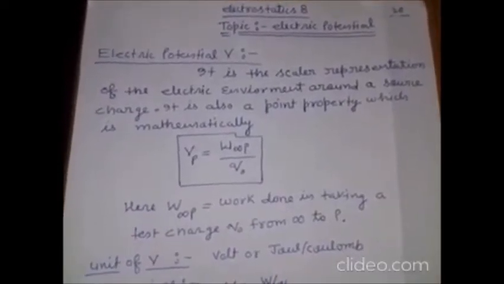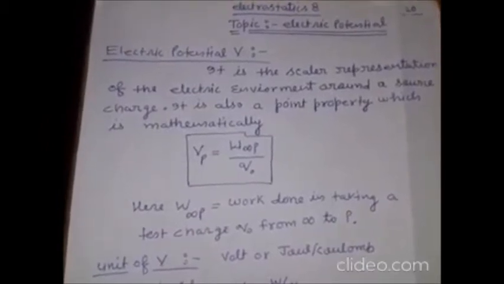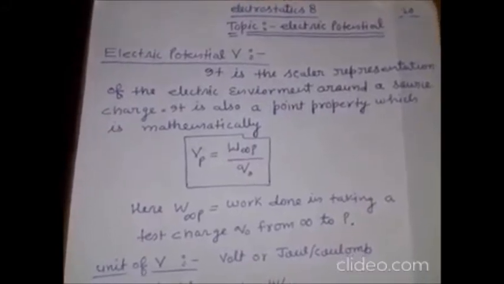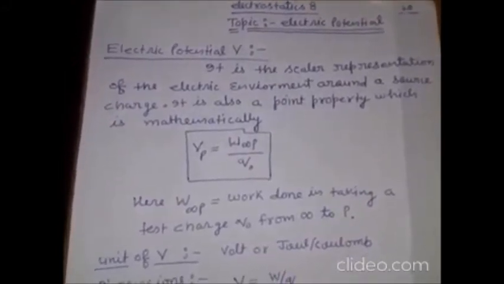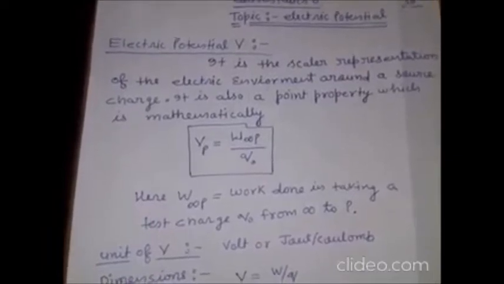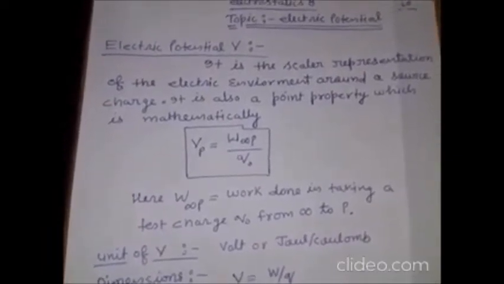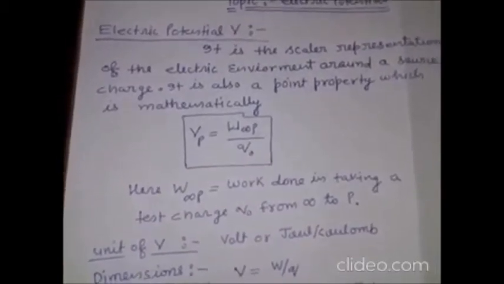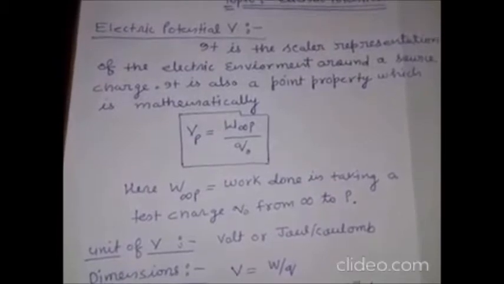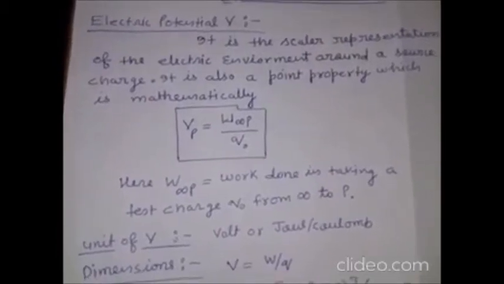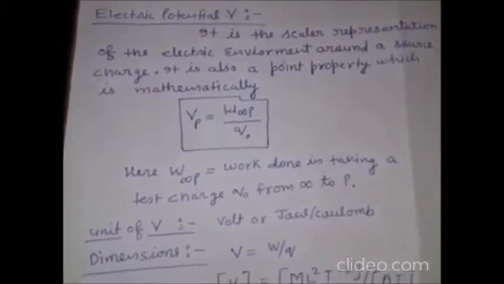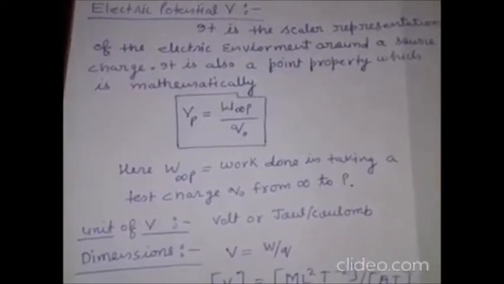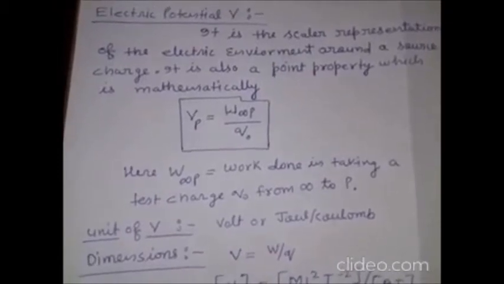Okay, mathematically it is the ratio of work done in taking a test charge from infinity to a point divided by the magnitude of the bringing charge. Suppose potential at any point P, V_P, is equal to W infinity to P divided by Q naught. Here W infinity to P is the work done in taking a test charge Q naught from infinity to P.